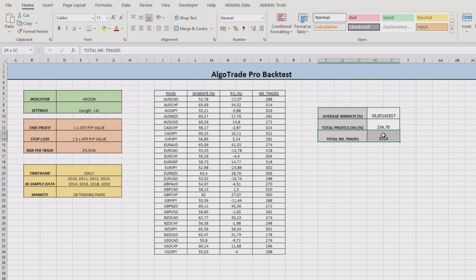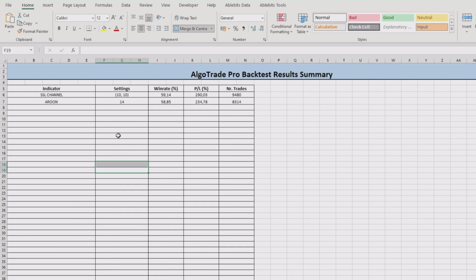Since our backtest has more than 8,000 trades, you can be confident that this is the real performance of this indicator. Now, let's put these results on our ranking sheet and compare it to the SSL channel. As you can see, the results are not very different from the SSL channel indicator. However, the SSL channel can be a little more accurate, and so I will leave the SSL channel indicator on the first spot. But the AROON is also a very good indicator too that you should try on your strategy.